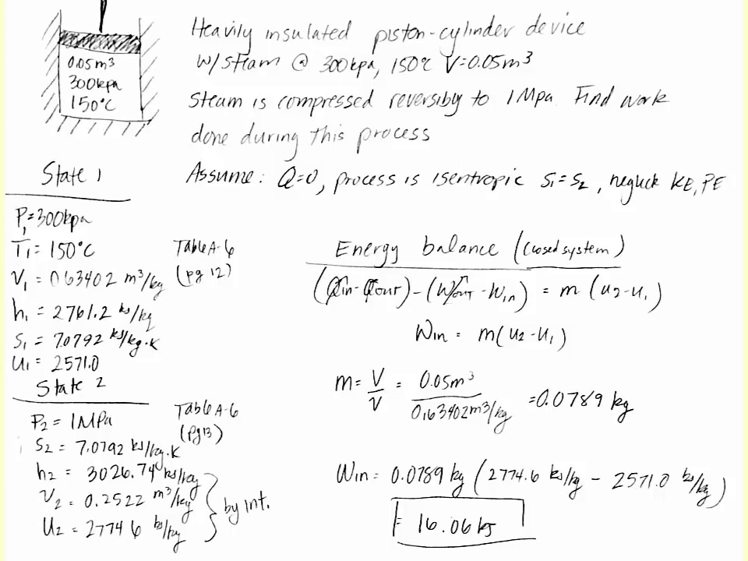And things are as we would expect, that the internal energy increased. If we were to, again by interpolation, figure out the temperature of our final state, we'd find that it's higher than 150 degrees Celsius, corresponding to an increase in internal energy. Okay. Any questions on this example?